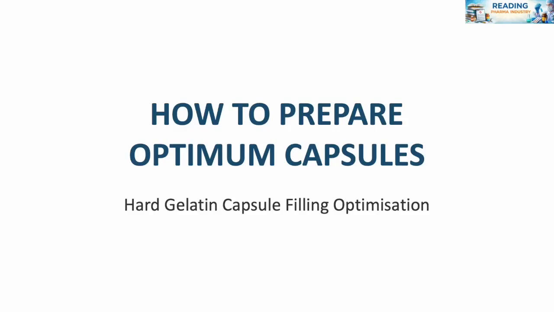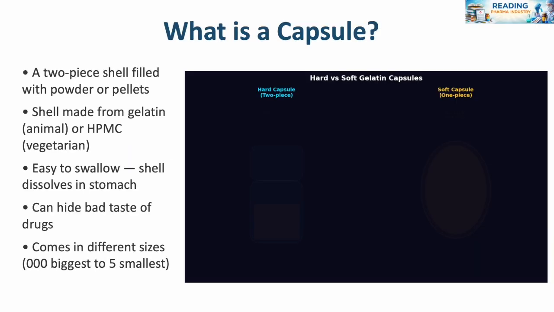Here in this part, we learn how to prepare optimum capsules. And in this particular example, we'll focus on hard gelatin capsule filling optimization. So basically, we find what are the best or the classical independent variables and what are the tests needed to assess the capsules, which are the dependent variables.